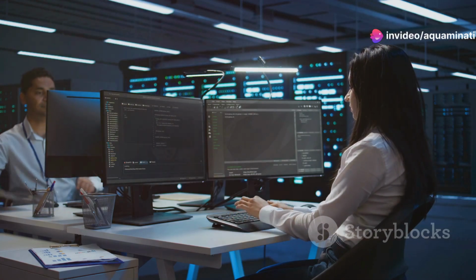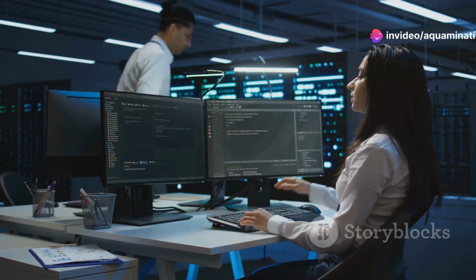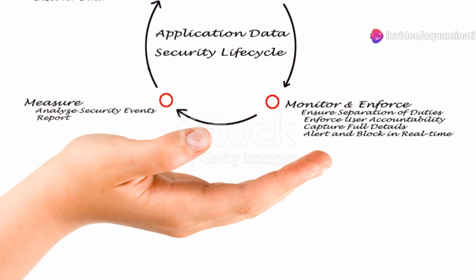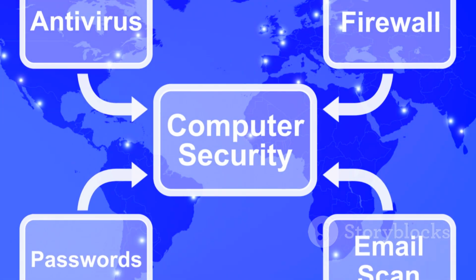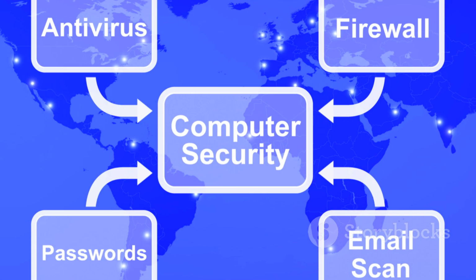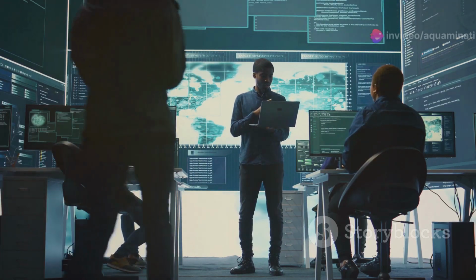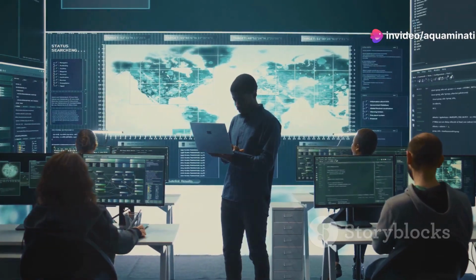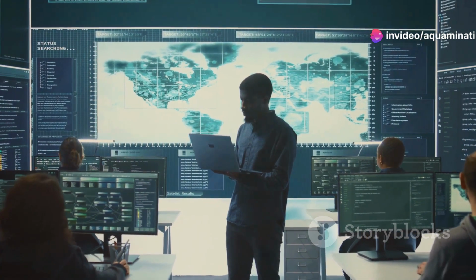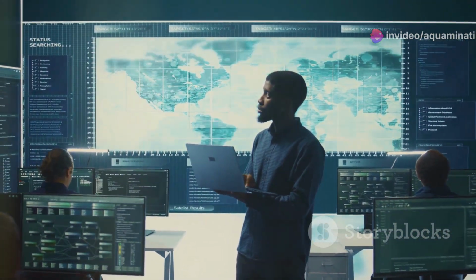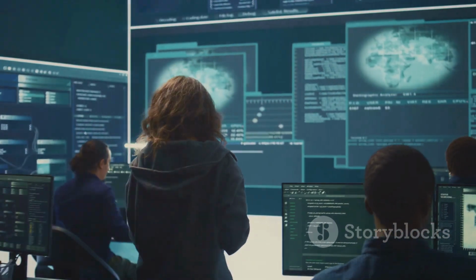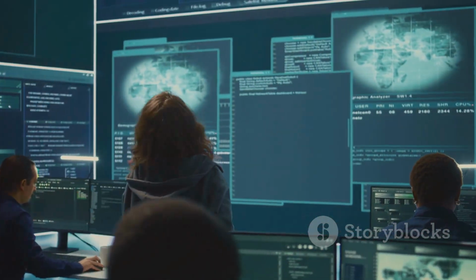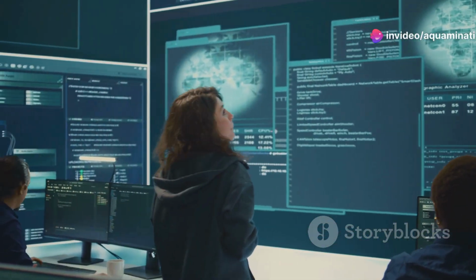Vulnerability assessment isn't a one-time event, it's a continuous process. Think of it as a cycle with distinct stages, each playing a crucial role in maintaining a strong security posture. The first stage is planning and scoping. You define the scope of the assessment, identifying the web applications and systems to be tested. Next comes vulnerability discovery, where you use automated tools and manual techniques to uncover potential weaknesses.